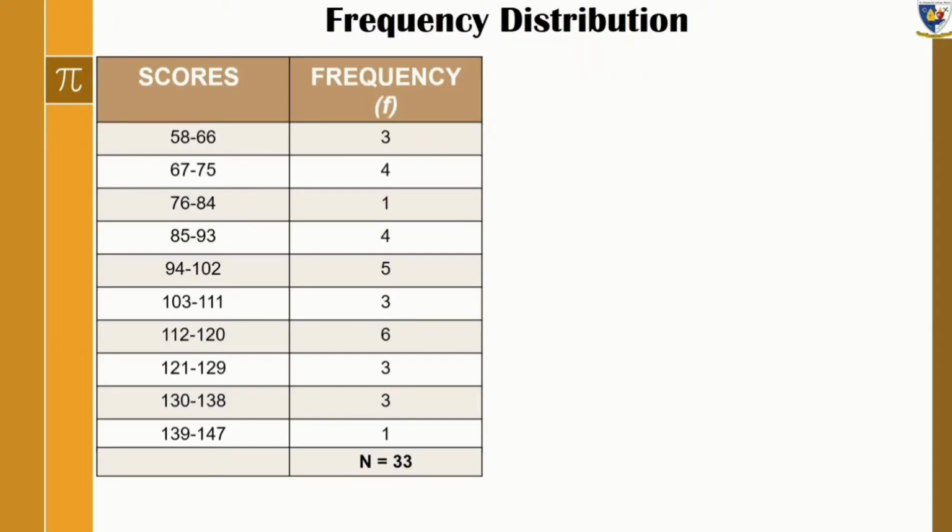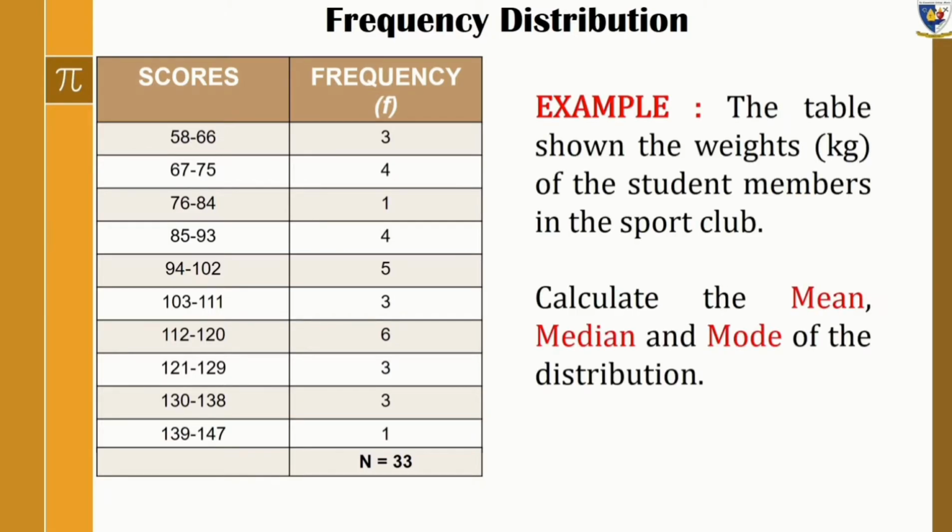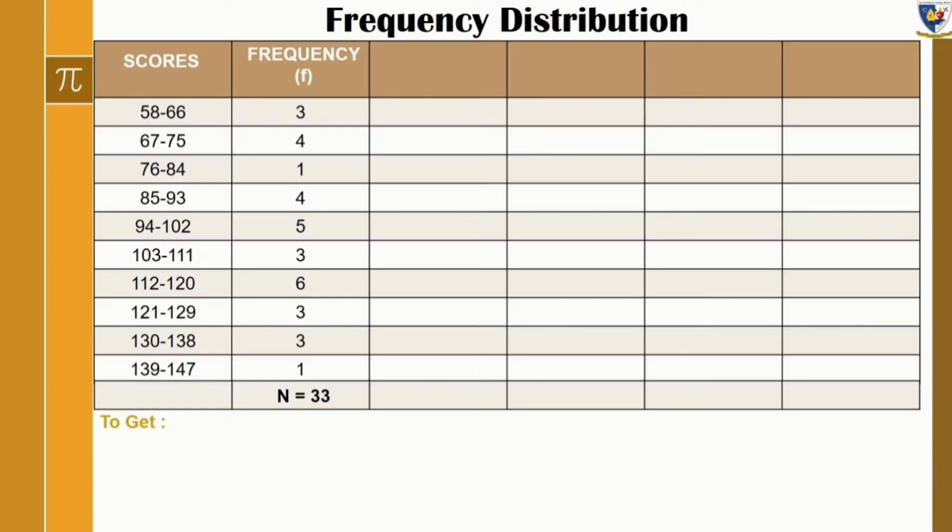In measures of central tendency of grouped data, we need to get the mean, median, and mode. As we can see, I already have here an example of given data, which are the scores and frequency. My example is a table showing the weights in kilograms of the student members in the sport club. Calculate the mean, median, and mode of the distribution. The scores here represent the weights of the student members of the sport club, and the frequency tells us the number of student members who weigh in this range.